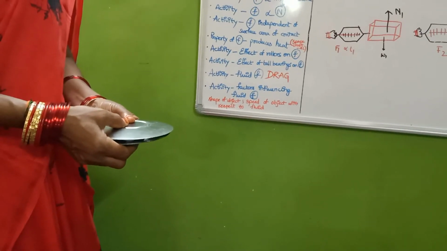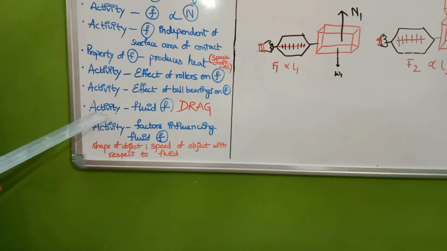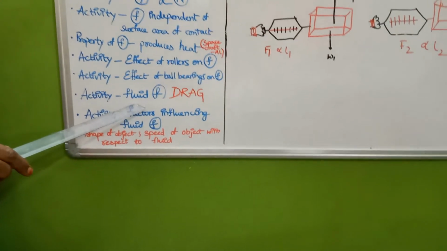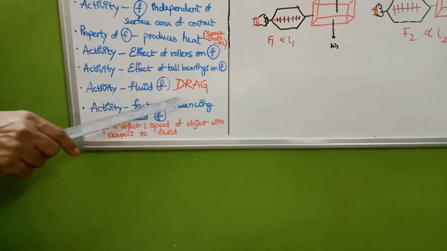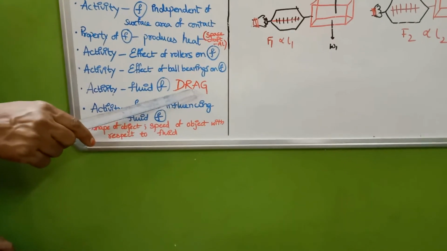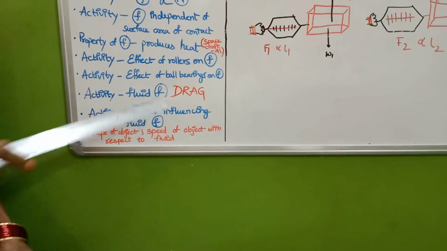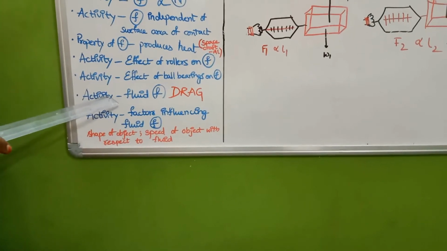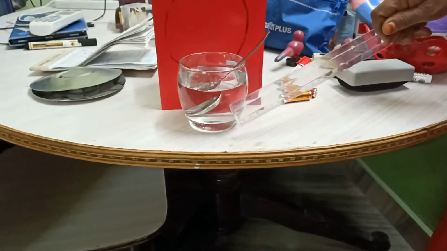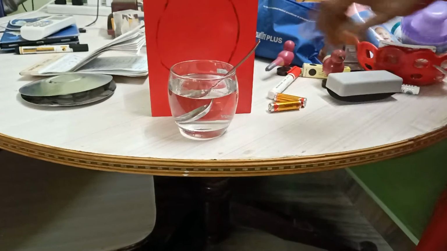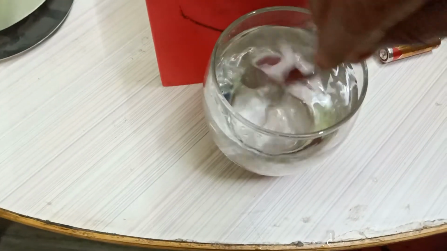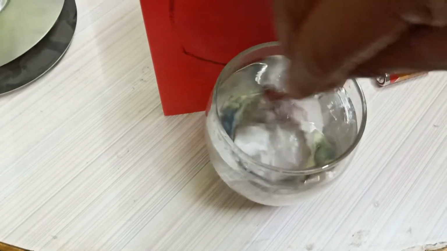To increase the life. The frictional force exerted by a fluid is called drag. Fluid may be in the form of gases or liquids. Now let us do one activity relevant to this. Take a glass tumbler, three-quarters fill it with water, and with the help of a spoon try to stir it.